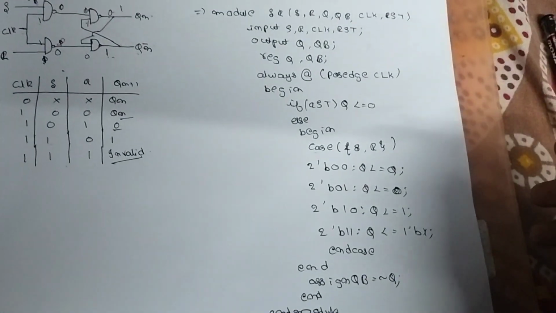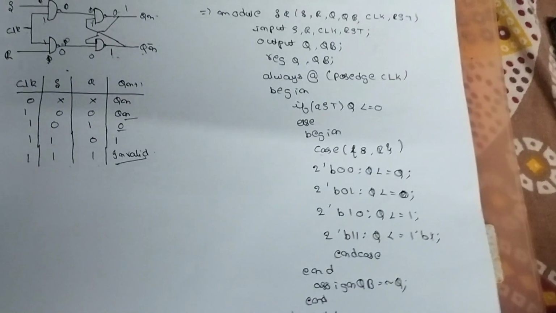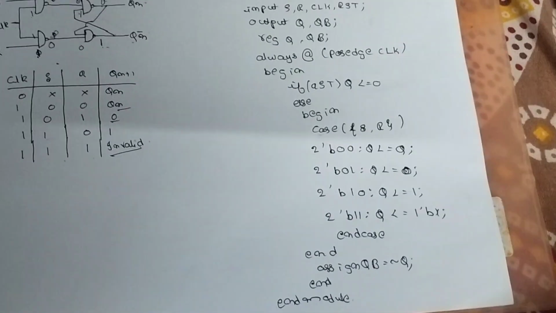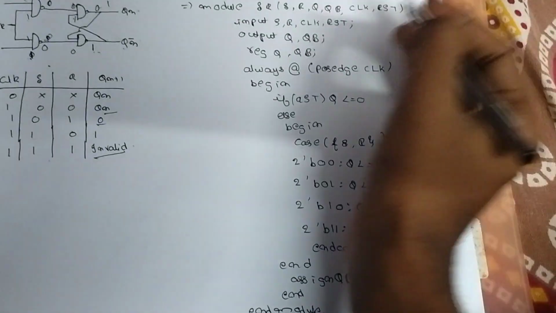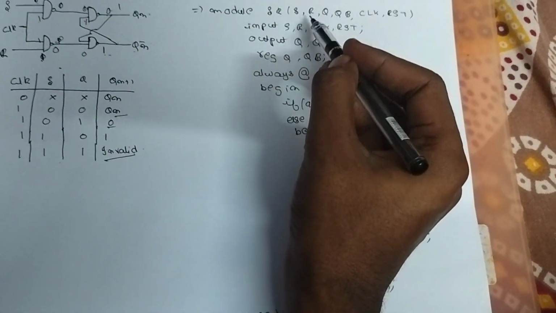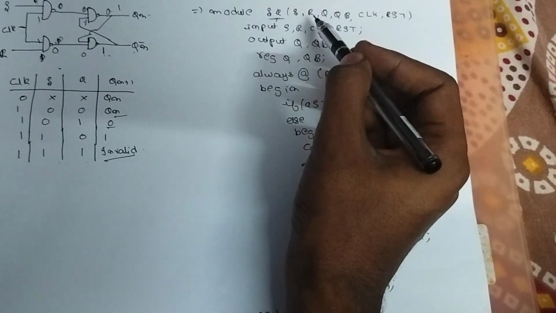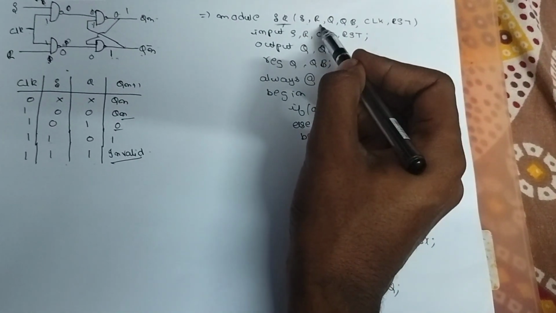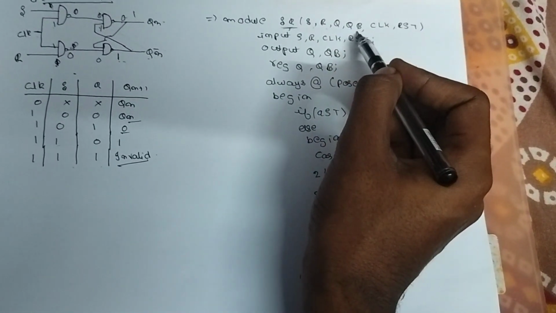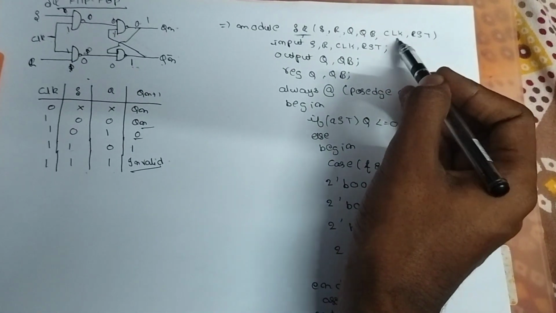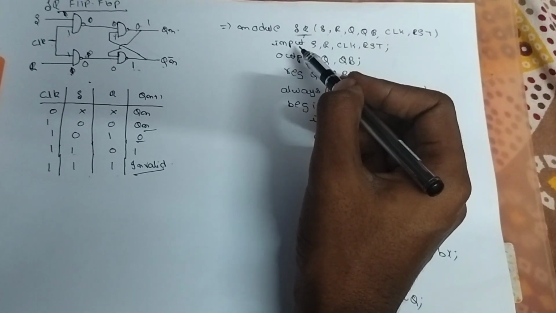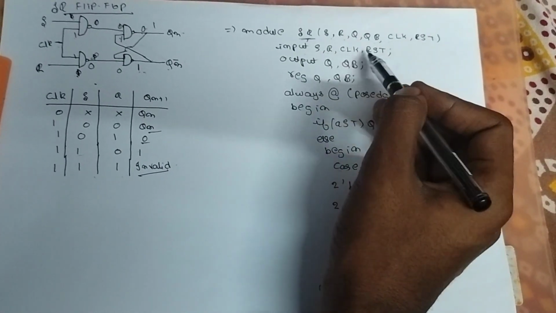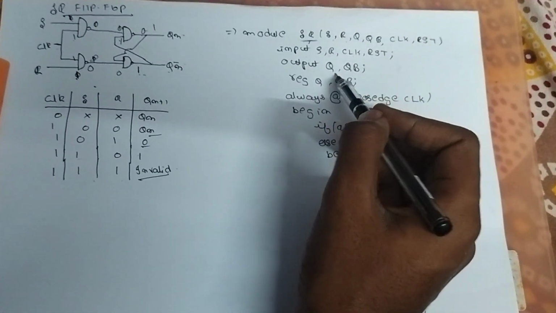Here is the program for the SR flip-flop. First of all, it begins with module. SR is the program name for this program. Here S and R are the inputs, Q and QB are the outputs. Again CLK, clock and reset are the inputs. So here we have declared the inputs: S, R, clock and reset. Outputs are Q and QB.